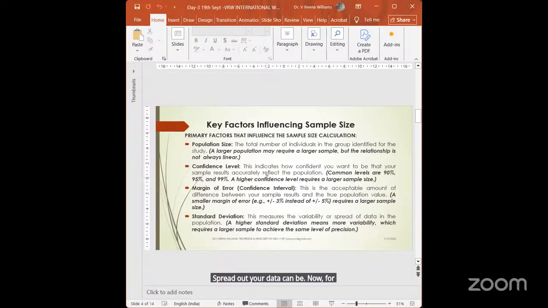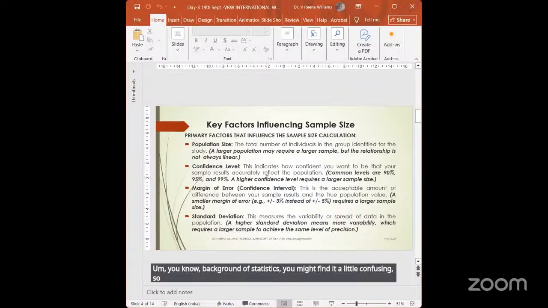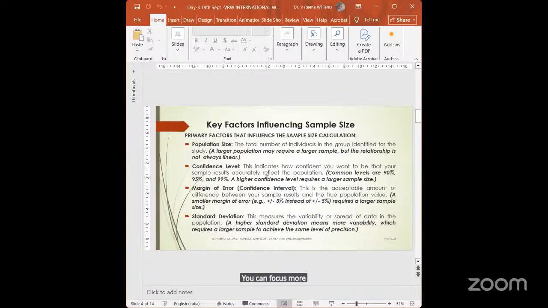Now, for those who do not have a background of statistics, you might find it a little confusing. So don't worry about that. You can focus more on the population size and the confidence level.